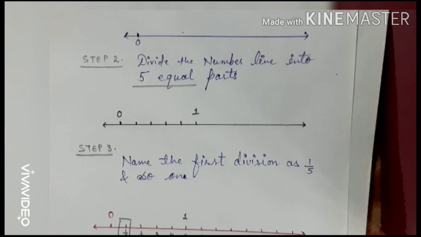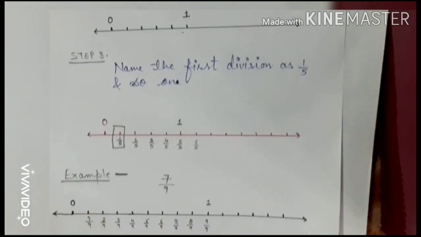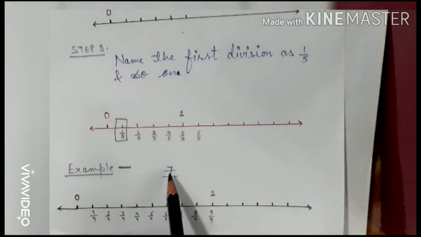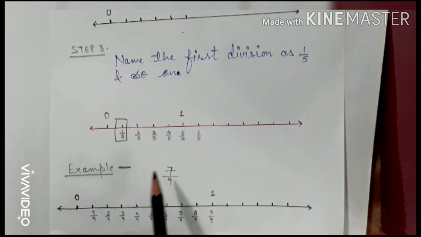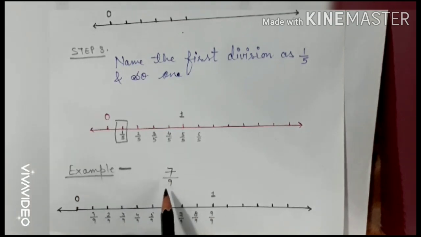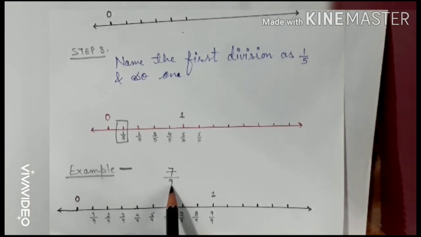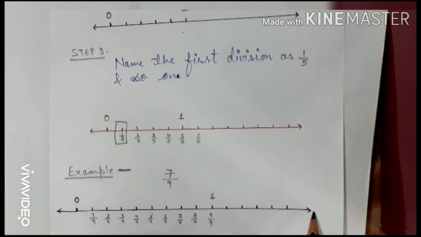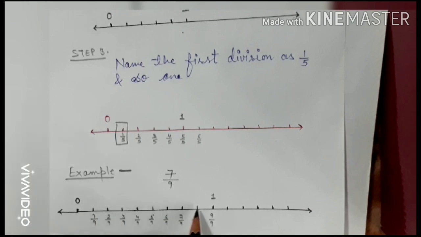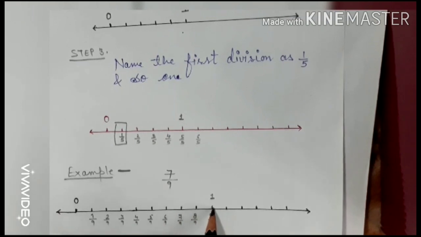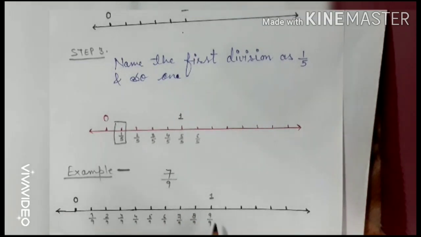Here we take one more number, like 7 upon 9. Here we have changed the number. Example, 7 upon 9. The denominator is 9, so how many parts will we make? 9 equal parts. So we have drawn a number line and divided it into 9 parts, like 1, 2, 3, 4, 5, 6, 7, 8 and 9. We have drawn it so, but we need only this one.